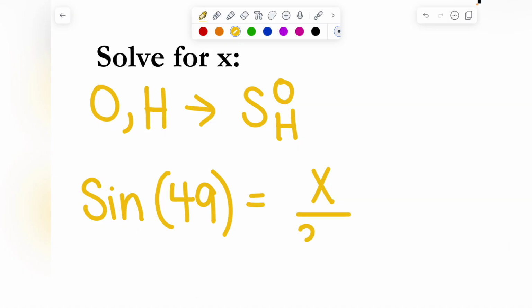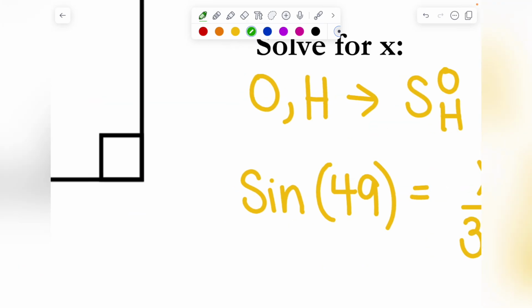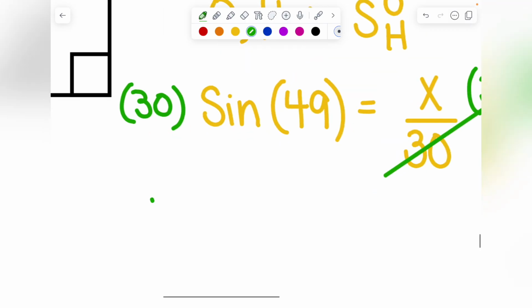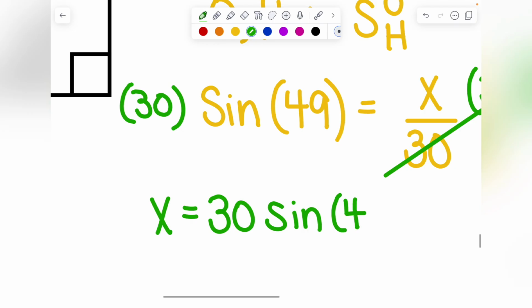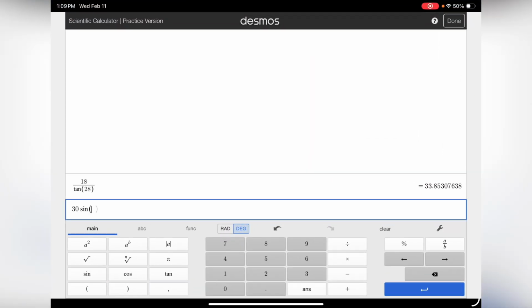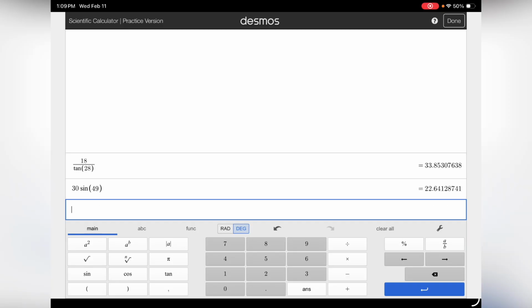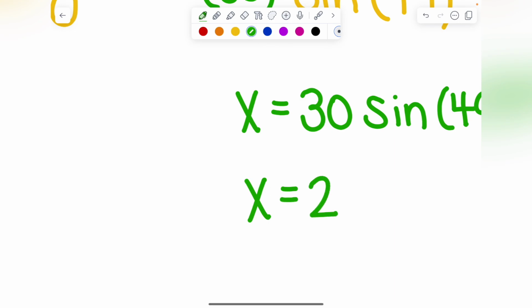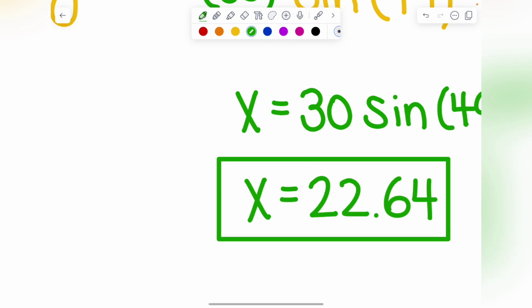This time, the number is on the bottom, so I don't need to swap. I'm just going to multiply the 30 to the other side. 30's cancel. I get x equals 30 sine of 49. So I'm going to type in 30 sine 49, hit enter. 22.64 is the magic number. 22.64 is my answer.